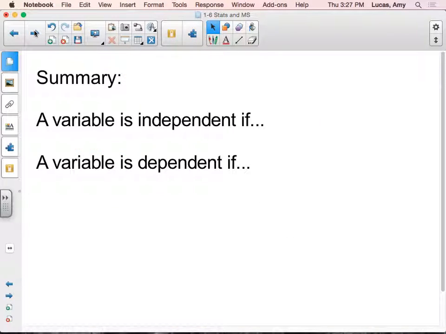Okay, you should be able to write a summary now. So make sure that you write complete sentences for each. One that is talking about independent variables and the other talking about dependent.